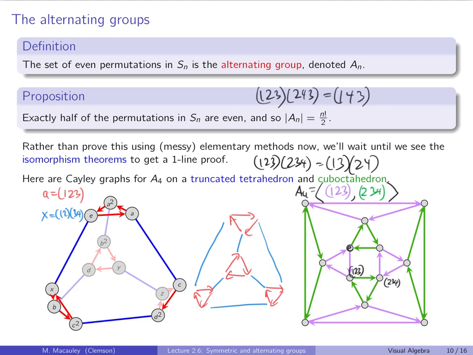So like, where are the 3 cycles located? Where are the products of 2 cycles? How are they distributed among here? And then that's helpful for when we'll go study cosets in the next chapter.